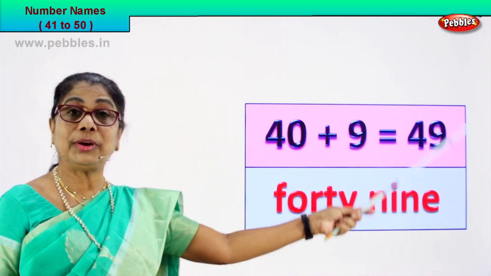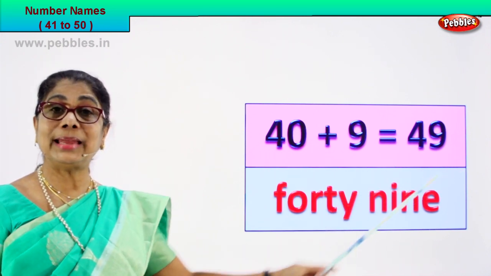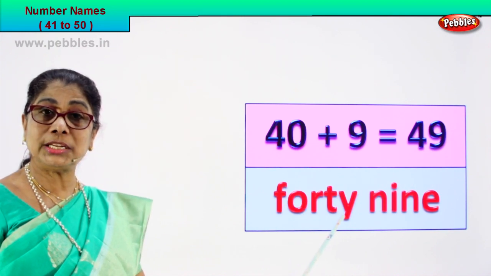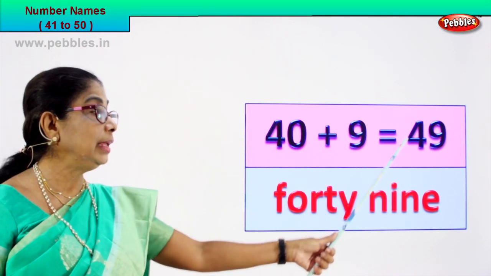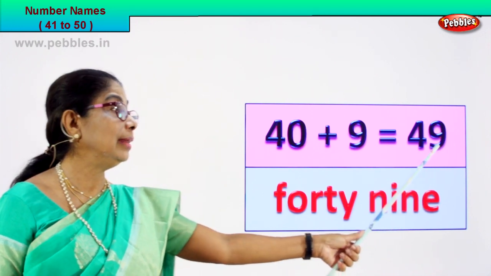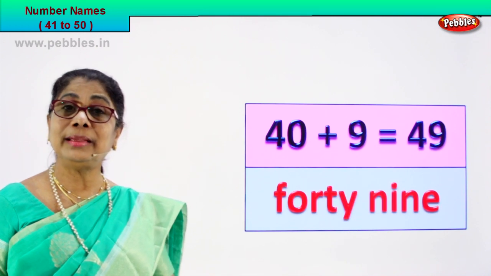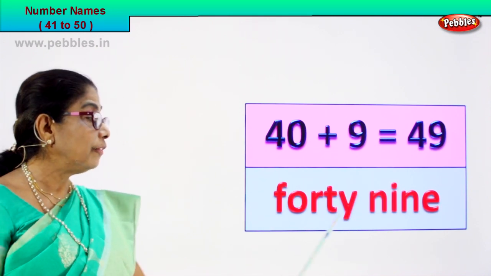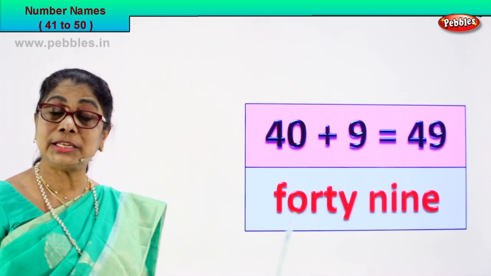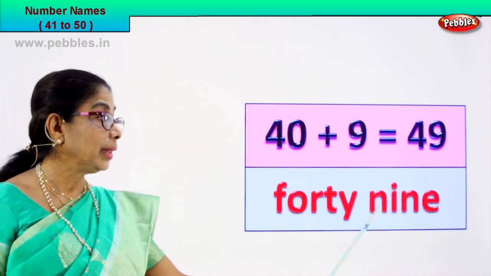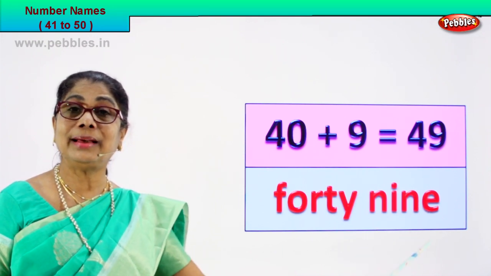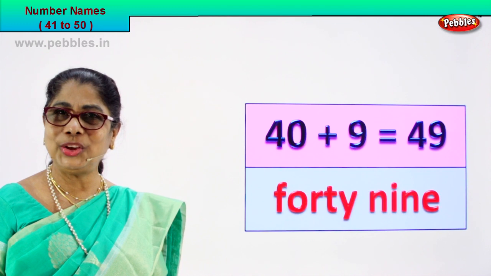4 and 9, 49. The number and its name is F-O-R-T-Y, 40, N-I-N-E, 9. The numeral 49, its name is F-O-R-T-Y, 40, N-I-N-E, 9. 49. Very good.